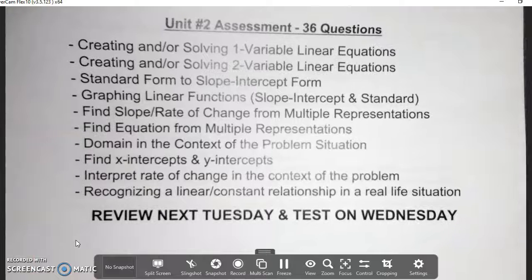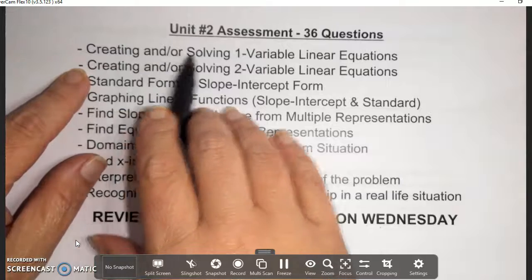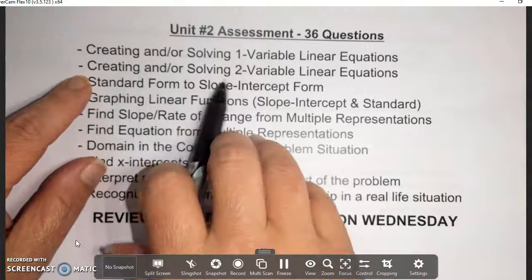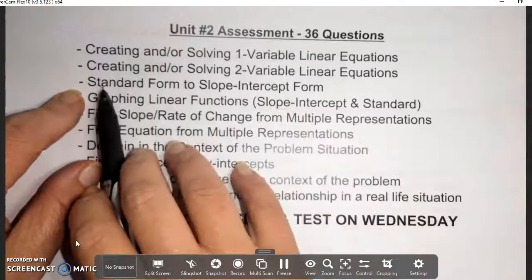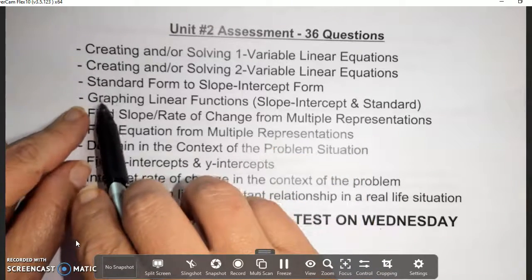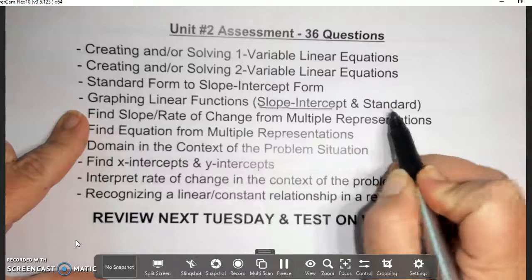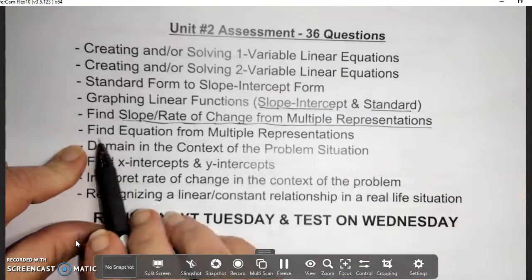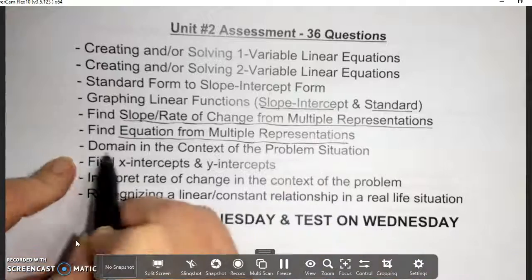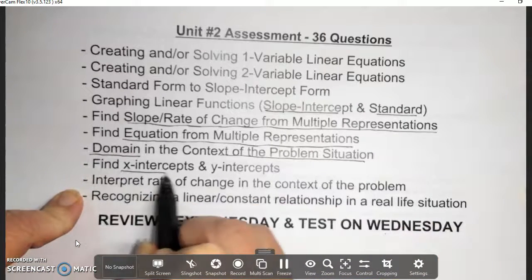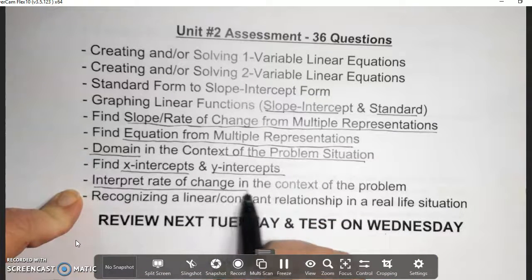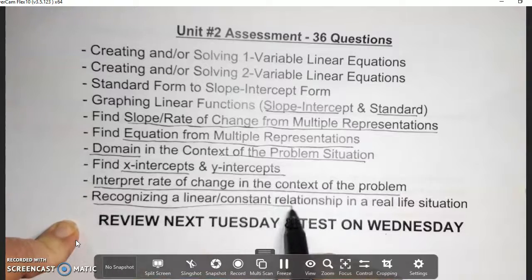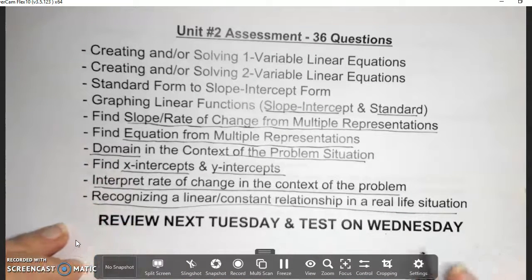So the only other assignment that you have for today is to review for your test, and your test is on Wednesday. You need to be able to create and solve one variable linear equations, create and solve two variable linear equations. You need to be able to go from standard form to slope-intercept form. You need to be able to graph a linear function if I give it to you in slope-intercept form or standard form. You need to be able to find the slope or the rate of change from multiple representations. You need to be able to find an equation from multiple representations. You need to find the domain in the context of the problem. You need to be able to find the x-intercepts and the y-intercepts. And you need to be able to interpret the rate of change in the context of the problem. You need to recognize a linear constant relationship in a real life situation. So your test will be tomorrow.